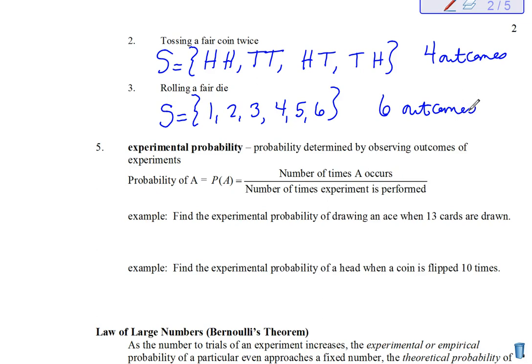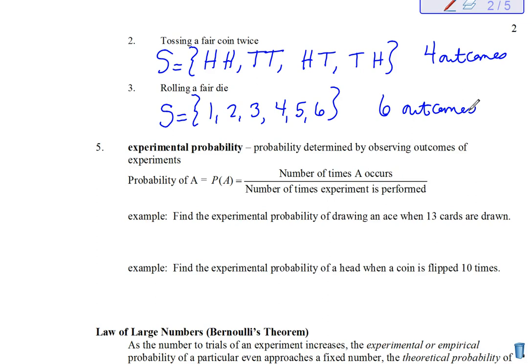I kind of like to discuss experimental and theoretical together, so we're going to approach 5 and 6 at the same time. Experimental probability is the probability that's determined by actually doing an experiment. For example, we might flip a coin 100 times. If we get 47 heads and 53 tails, that adds up to 100. The probability of heads would be 47 out of 100 because that's what happened in the experiment.